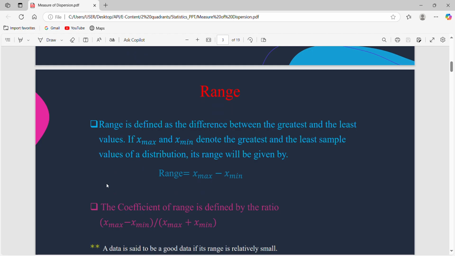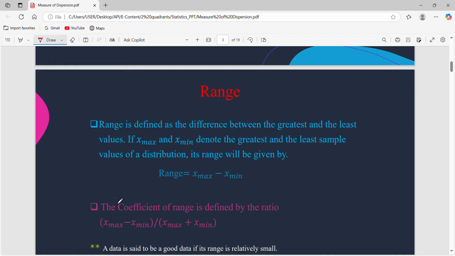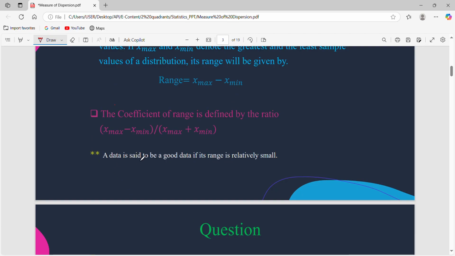Range is defined as the difference between the greatest and the least values. If x max and x min denote the greatest and least sample values of a distribution, its range is given by range equal to x max minus x min. So the coefficient of range is defined by the ratio x max minus x min divided by x max plus x min. And our data is said to be good data if its range is relatively small.